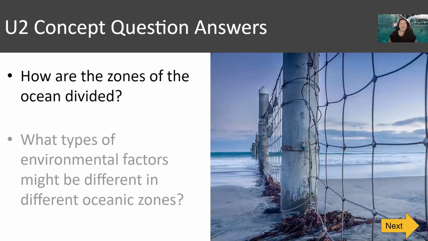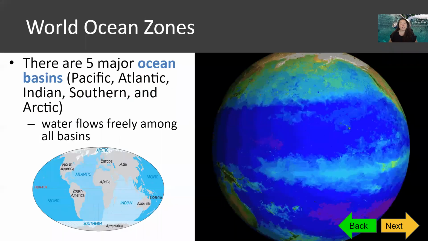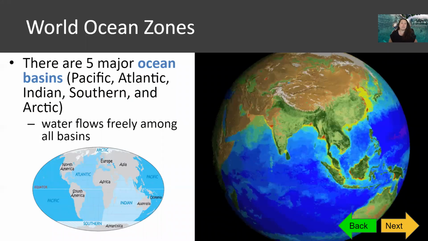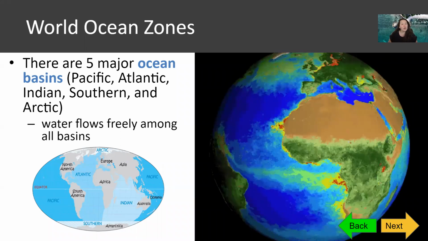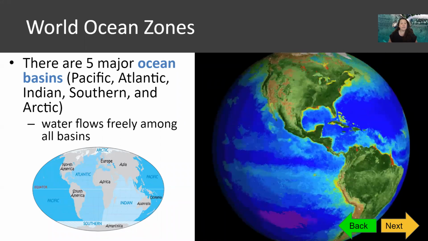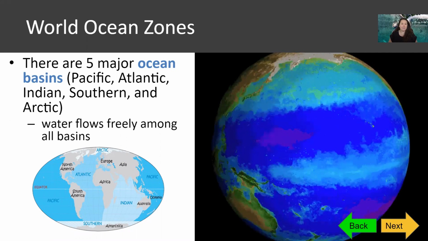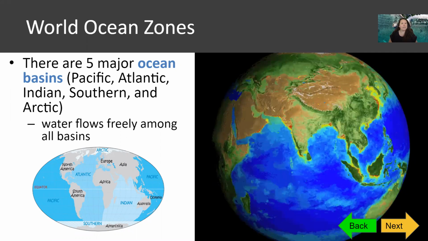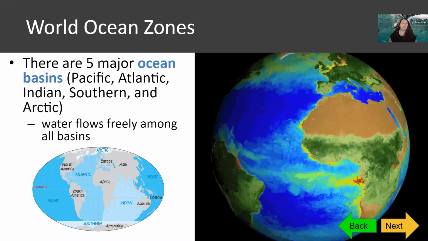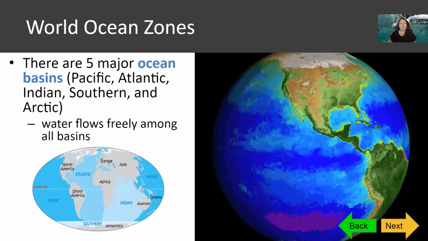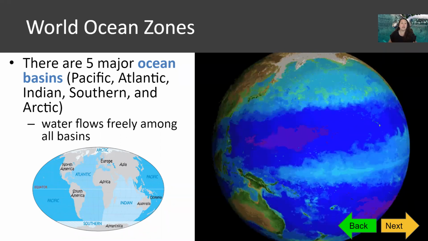So let's get started answering the concept questions. First, how are the zones of the ocean divided? First off, we can divide them into different ocean zones. There are 5 major ocean basins: Pacific, Atlantic, Indian, Southern, and Arctic ocean basins. But water flows freely among all of the basins, creating one giant ocean.